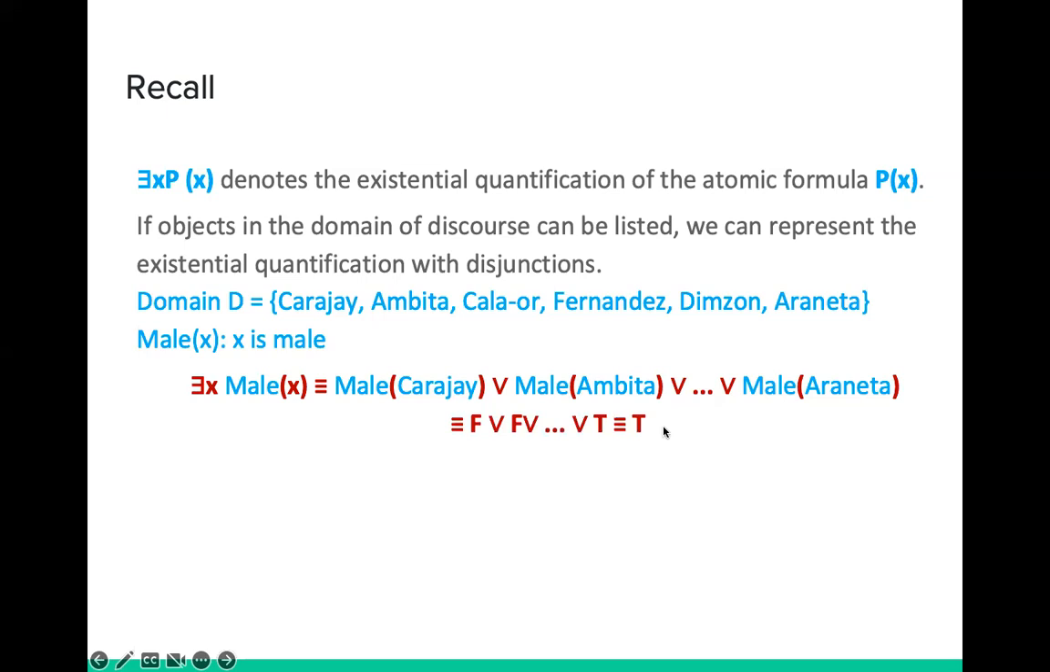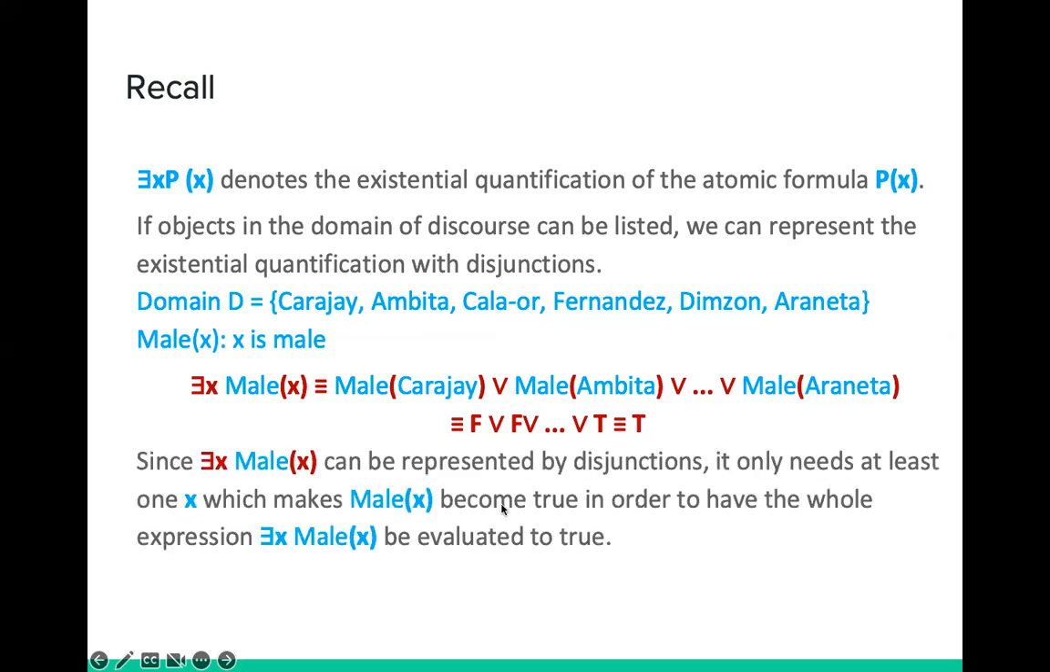And by doing that, we obtain a truth value. Since some are not male, it will result to false, and some are male, so it will result to true. And being connected by the or connective, this existential quantifier, there exists x such that x is male in the domain D, will evaluate to true. Since this existential quantifier can be represented by disjunctions, it needs at least one person that will make this predicate male of x become true in order for the whole expression, there exists x in the domain D, male of x, to be evaluated true.